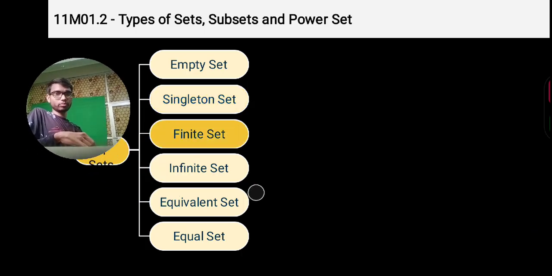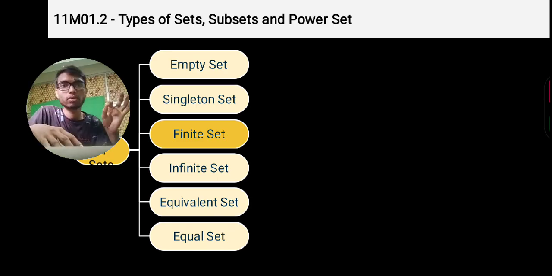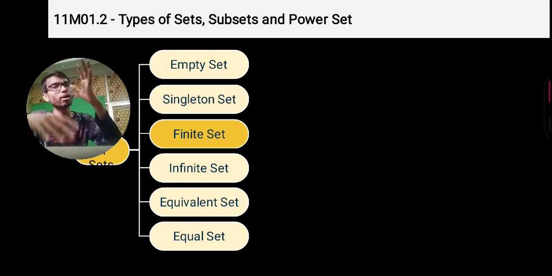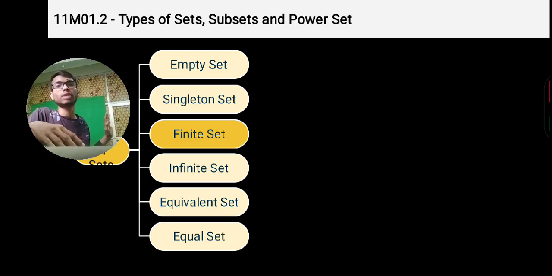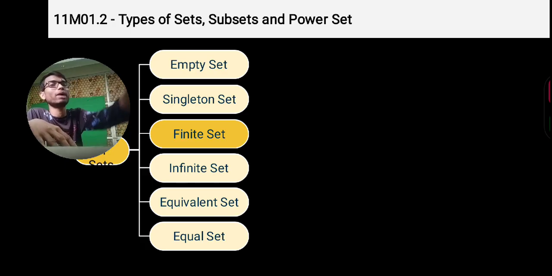Now next we have finite set. Any set you are taking, if you have a limited number of elements and you are able to count those elements, it will be a finite set. You should be able to count the elements, then you can say yes, you have a finite set.